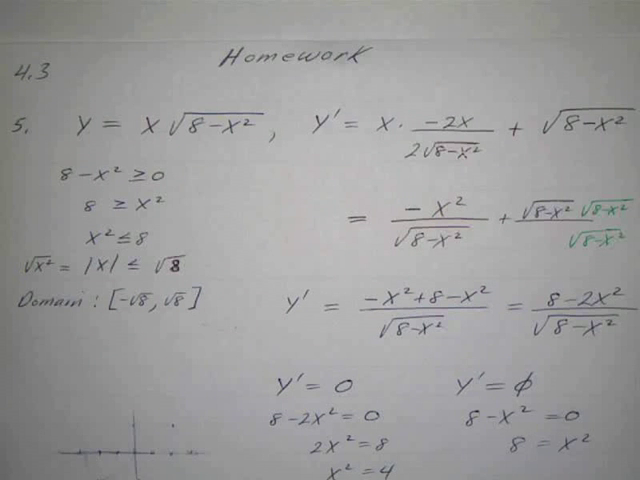Okay, this is some more work from section 4.3. This is number 5 on the homework problems. And we have this function y equals x times the square root of 8 minus x squared. And first of all, we want to check the domain because we've got the square root.